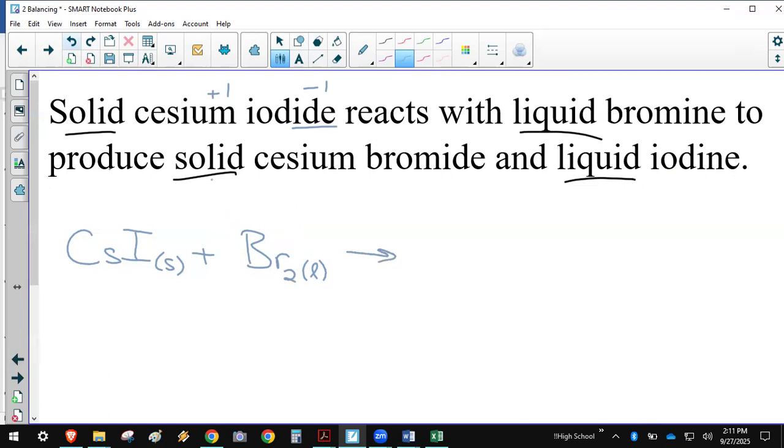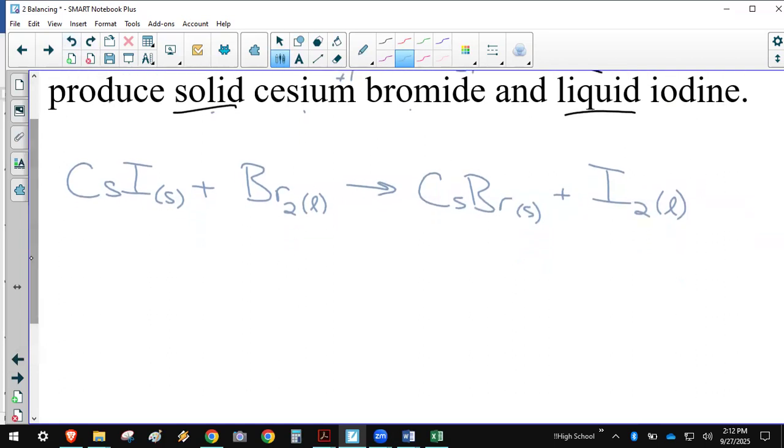It produces solid cesium bromide. And so therefore, +1, -1, you don't need to crisscross. So you end up with CsBr, that's solid, so put an S, and liquid iodine. So once again, it says liquid, so I'll use a cursive L. But again, just like bromine, iodine has a circle around it, so that means the diatomic, so you have to have a 2 next to it.